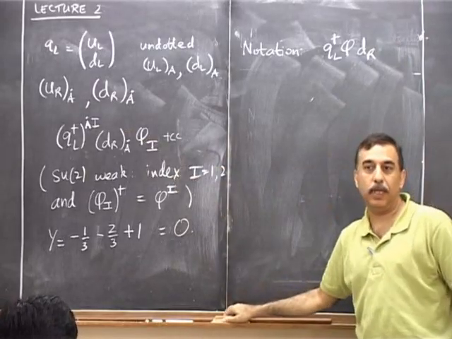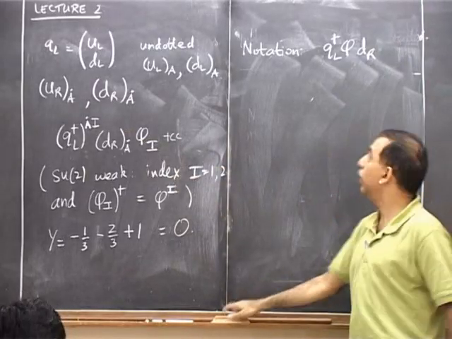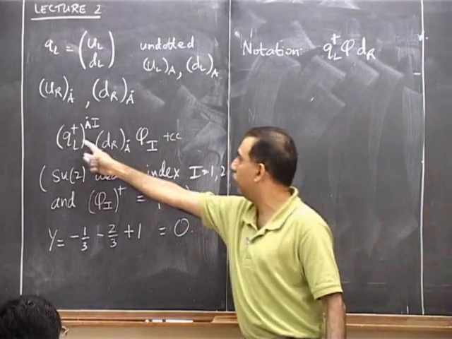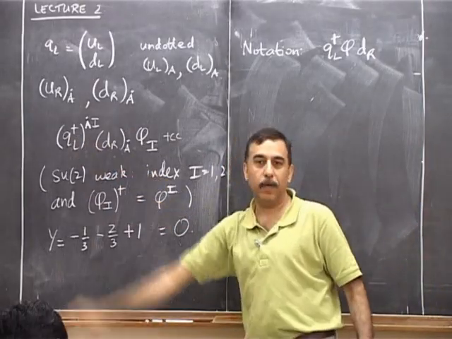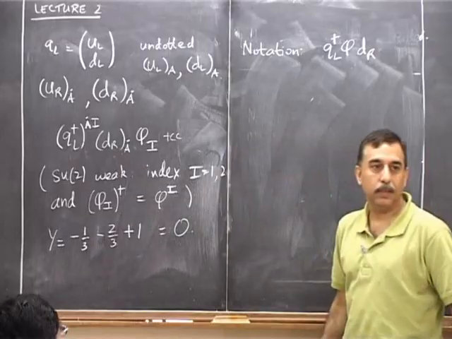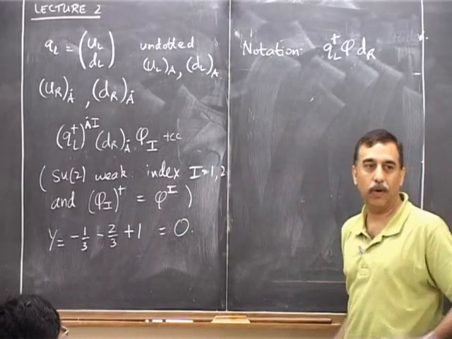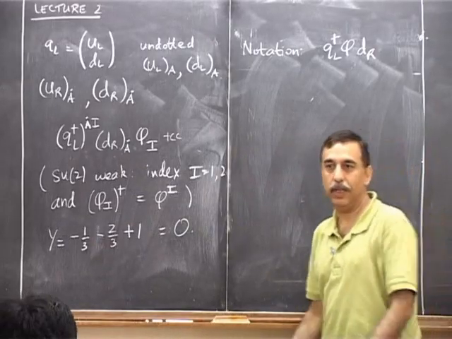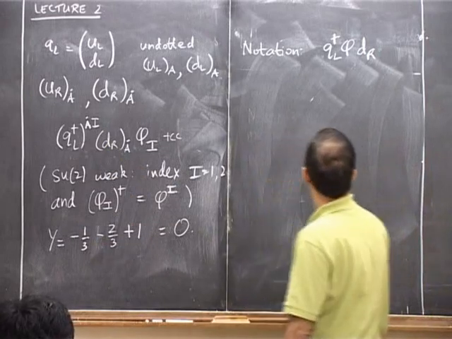And there may be an SU3 index also. In this case, there's an SU3 index also, in fact, because these are quarks, but I haven't even bothered to write it, because between the daggered quark and the quark, the SU3 index just makes a singlet, and that's it.